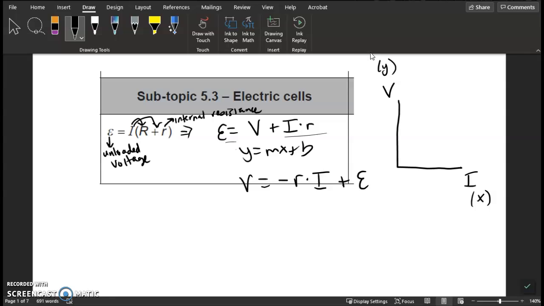This means that my slope value is the m. The slope value should be negative r. These are my b values. This would be the epsilon, or I'm sorry, the y-intercept would be epsilon. So you would end up generating a plot that looks like this. You have a negative slope, a straight line. It's a linear function, negative slope. The y-intercept is the unloaded voltage of the battery epsilon, and the slope value is equal to negative internal resistance.